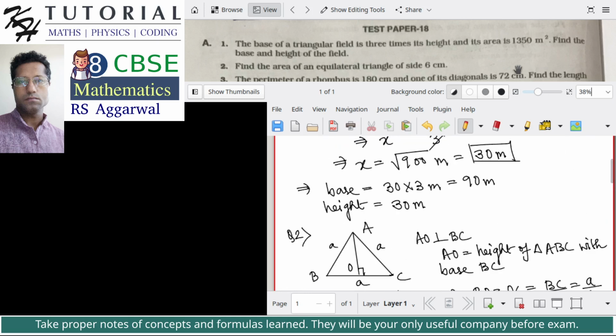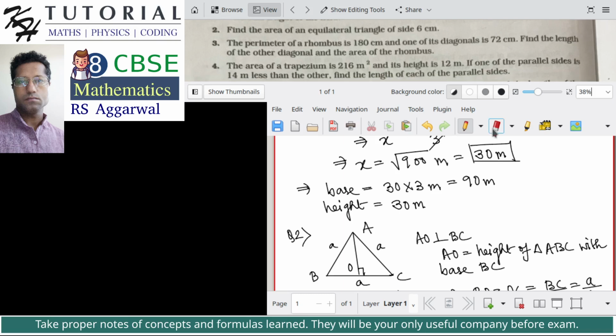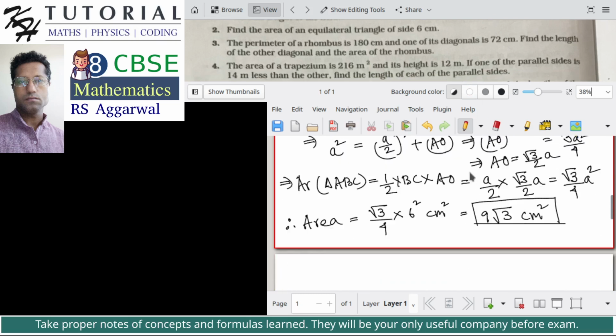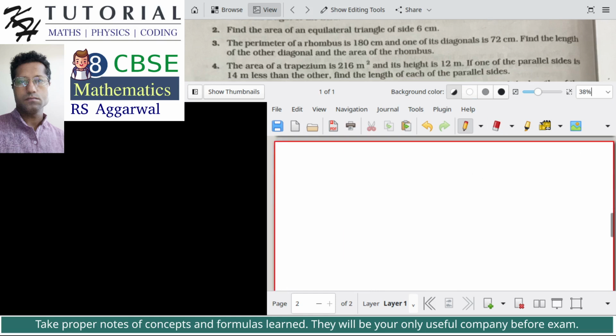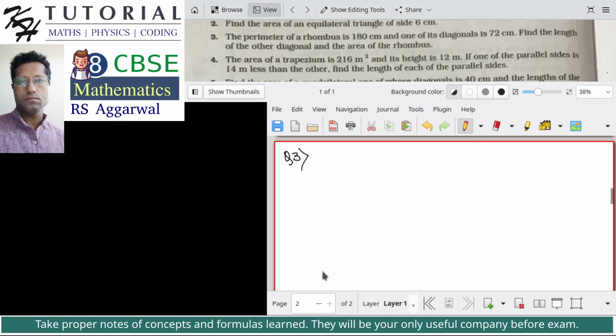Okay, let's see problem number 3. We are still in section A. Problem number 3: the perimeter of a rhombus is 180 centimeter and one of its diagonals is 72 centimeter. So we are dealing with a rhombus.